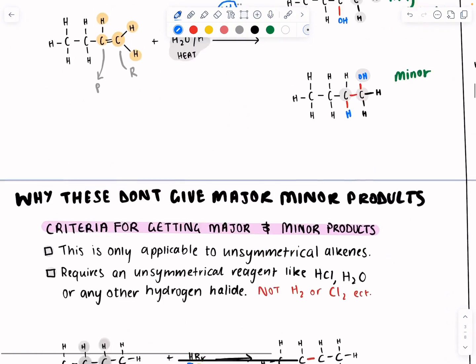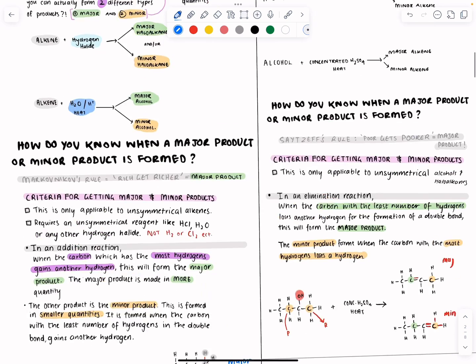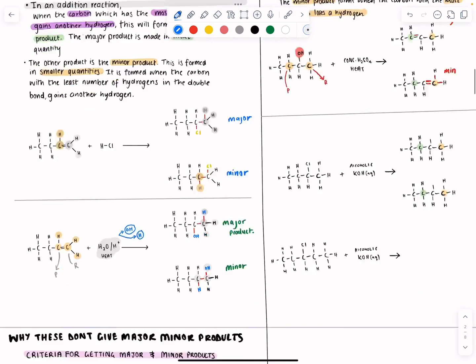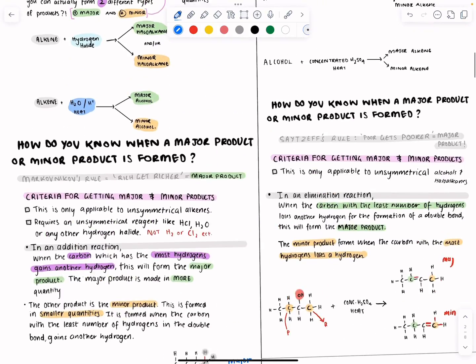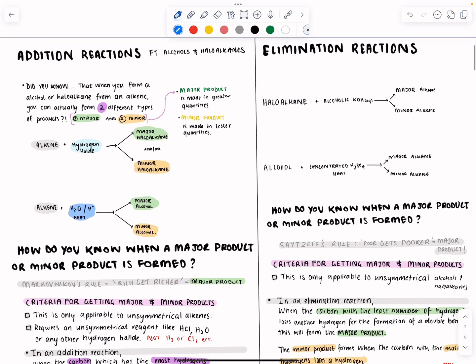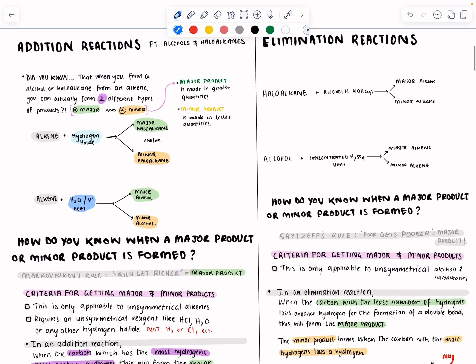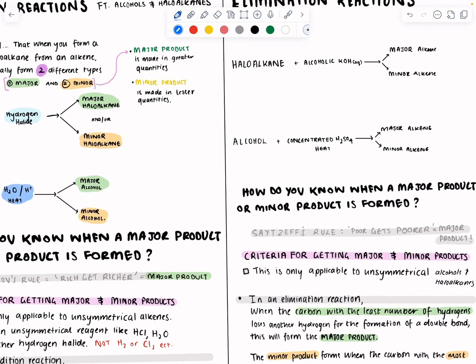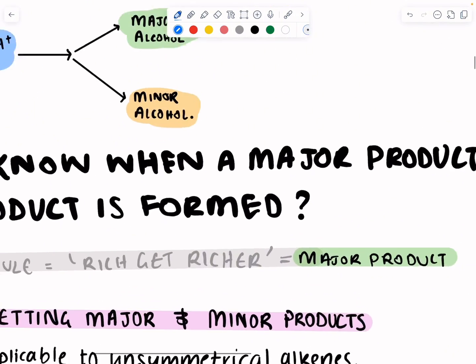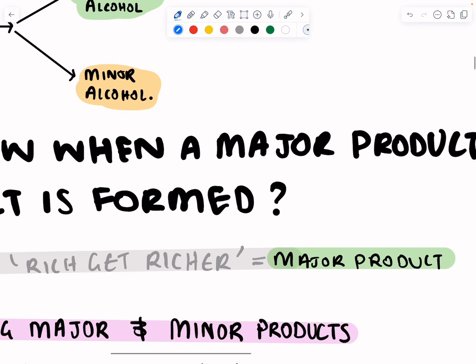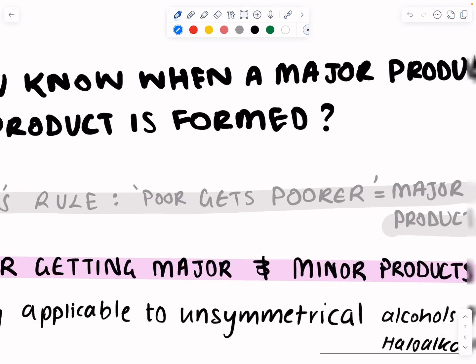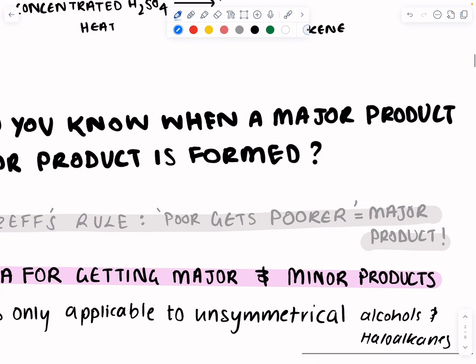Cool. Now that we've focused on addition reactions on the left side of this whole page, we can now focus on elimination reactions. So the difference between elimination reactions and identifying what is the major product, okay, instead of rich getting richer being the major product, in elimination reactions, it's the poor carbon getting poorer in hydrogens, which makes up the major product. What does that mean?